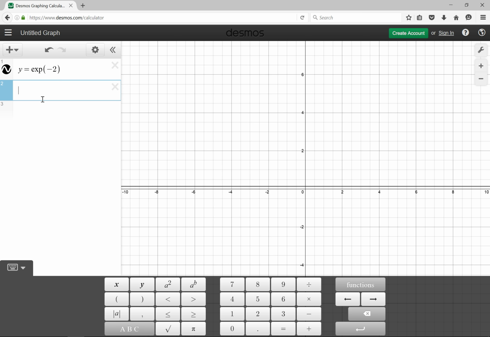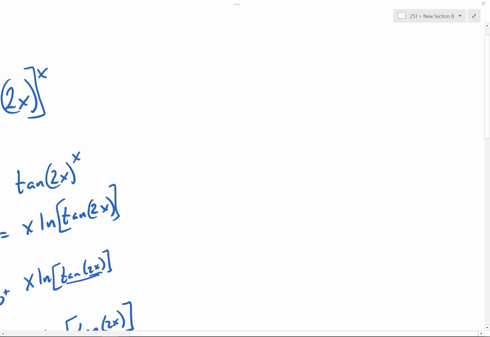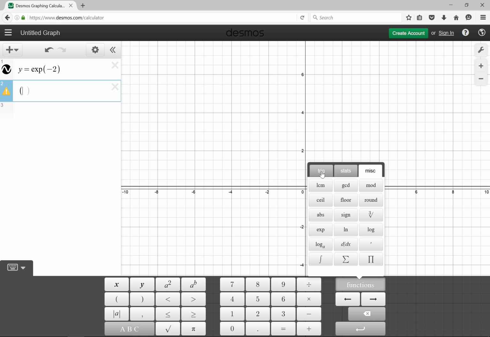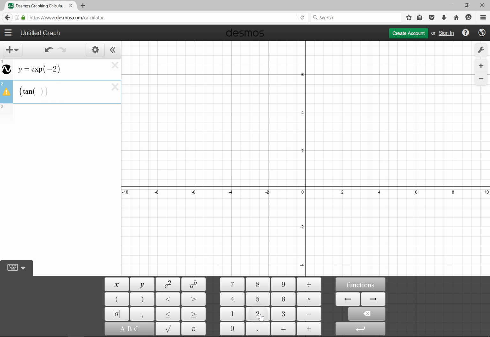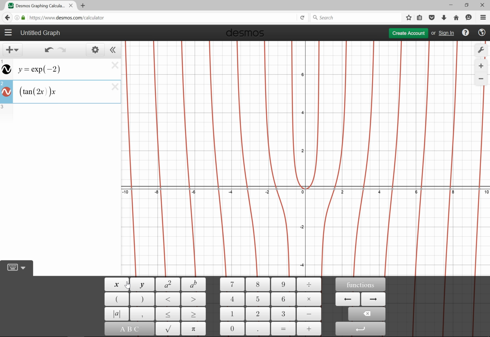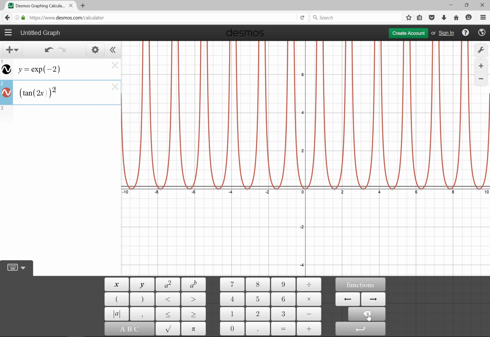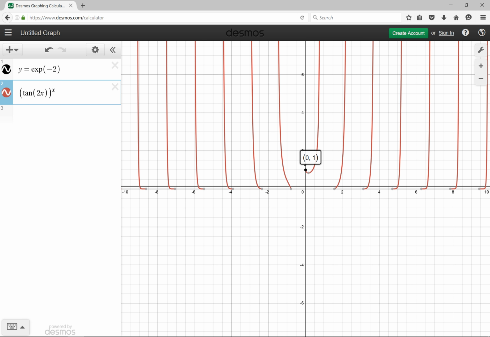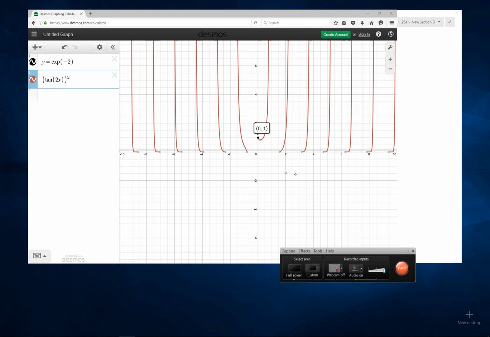So then my equation was, that's right, tangent of 2x. Well, as you can see, I messed up. Because tangent of 2x to the x, you can see, clearly needs to be there at 0, at 1, right? So that's how you know you messed up. So I'm going to pause you while I go find it. Bear with me one moment.